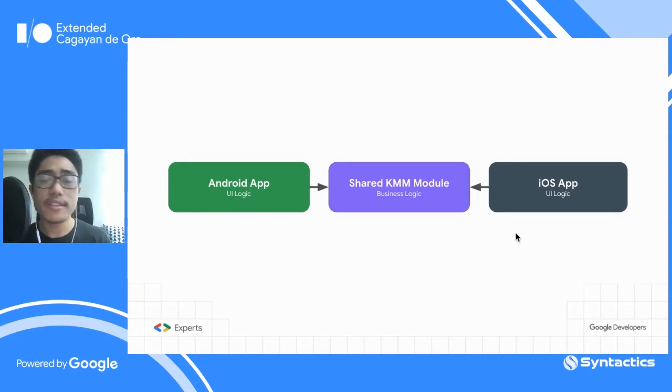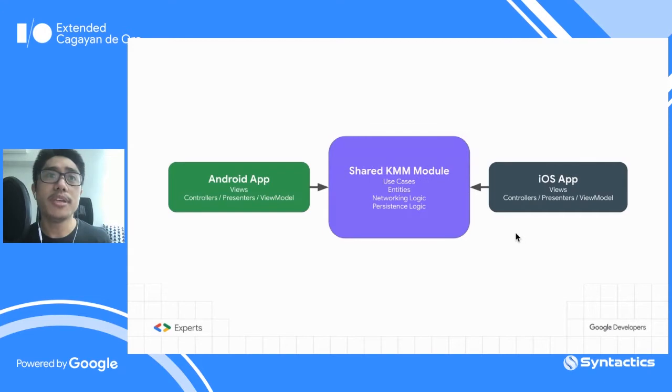So you can make this as fat or as thin as you can. Maybe you can share a lot here. So maybe you can share your use cases, your entities, your networking logic, how to get data from the internet, how to persist it on your device, and maybe just make your apps have the views, maybe have their view controllers or their presenters, view model, or whatever pattern you're trying to use.